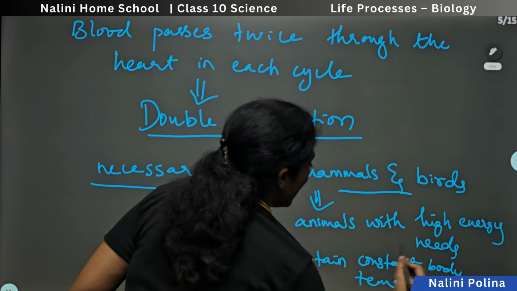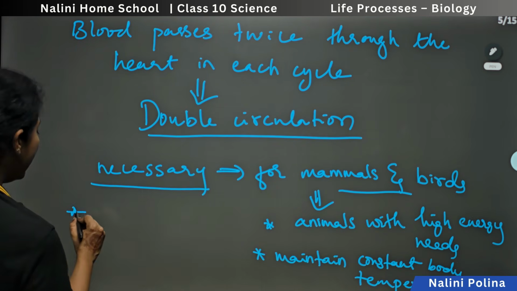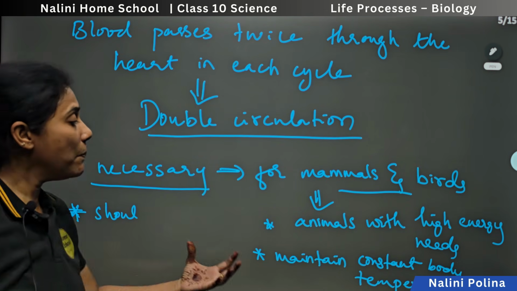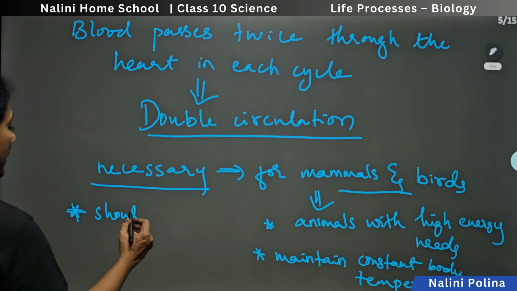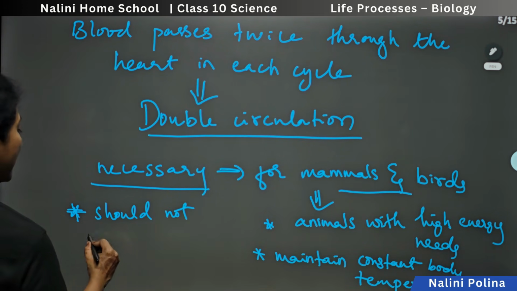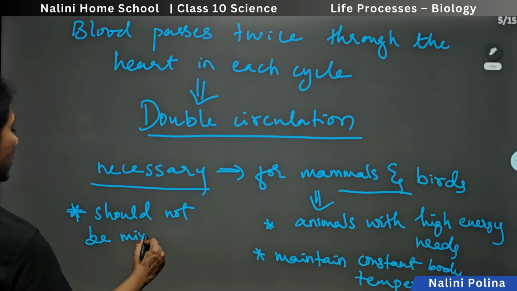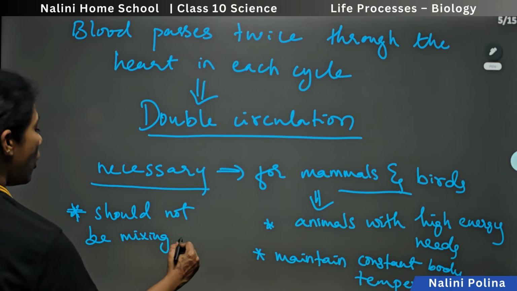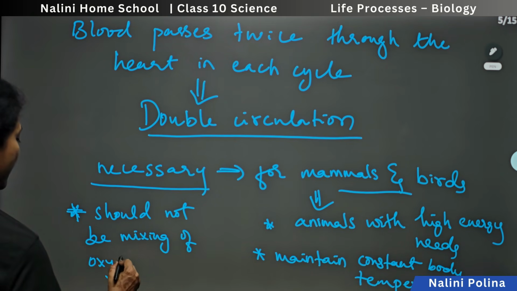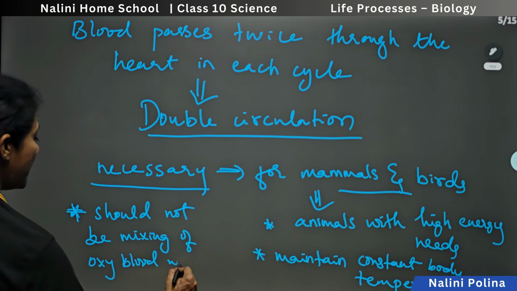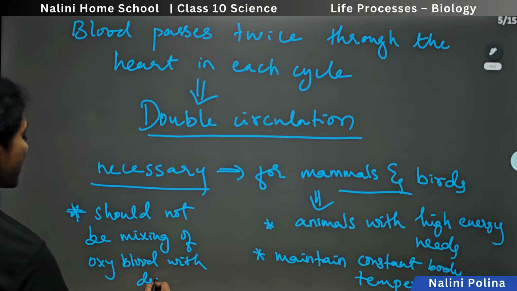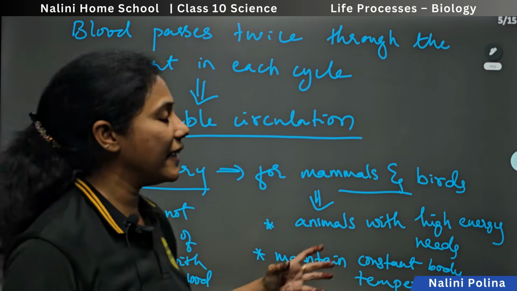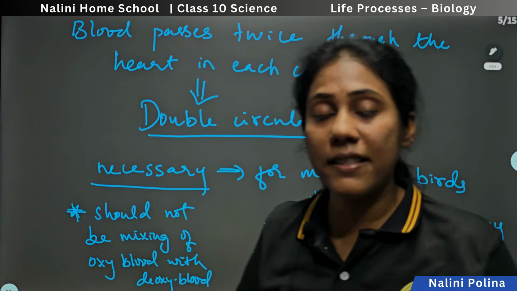Constant body temperature, yeah. When is it possible to maintain constant body temperature? When there is no mixing of oxygenated blood with deoxygenated blood. Okay, so that's why our left side and right side are separated by the septum, guys.